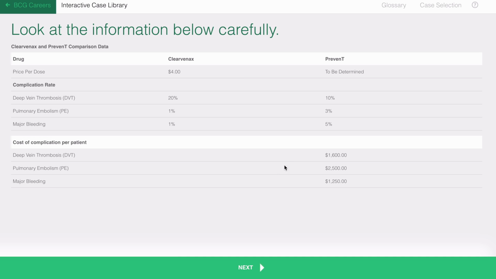Next, we look at cost of complication per patient. So we have DVT at $1,600, pulmonary embolism at $2,500, and major bleeding at $1,250. So right off the bat here, we can actually calculate the economic value of Prevent T. We know the difference in complication rates that Prevent T results in. And we also know the cost of each complication. So if we multiply the difference in the complication rate with the cost per complication, we can calculate how much money Prevent T either saves or costs hospitals compared to Clearvanax.